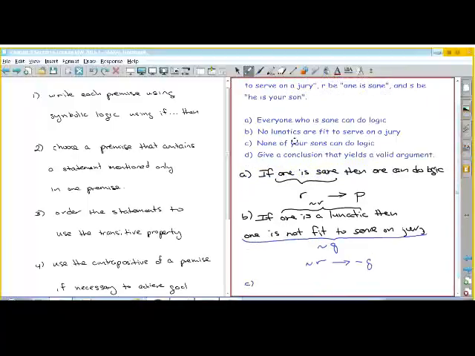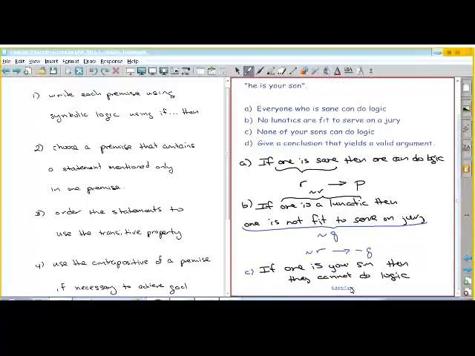The last one is none of your sons can do logic. So we could say if one is your son, then they cannot do logic. Okay, so it's into an if-then statement.